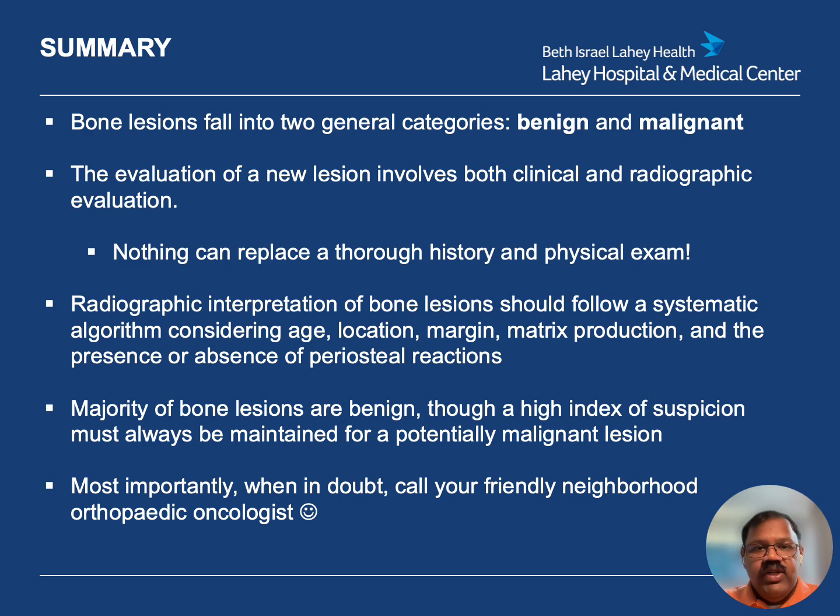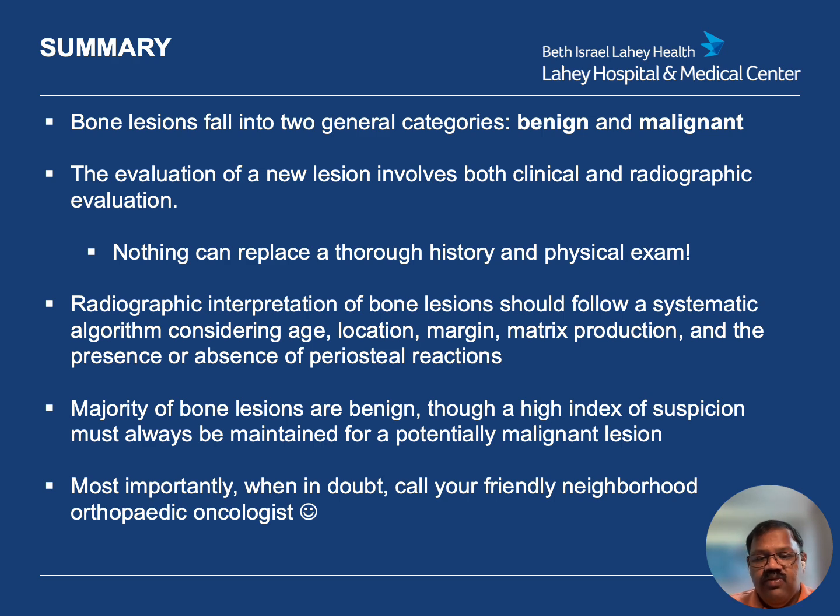So I will end my talk here. We'll just quickly summarize the main findings from our presentation. Remember that bone lesions fall into 2 general categories, benign and malignant. The evaluation of a new lesion really involves both clinical and radiographic evaluation. Start with a thorough history and physical examination because almost nothing can replace that. And then get x-rays, because orthogonal view x-rays, so AP and lateral most typically, can really help determine many factors of the lesion that can help narrow your differential diagnosis.